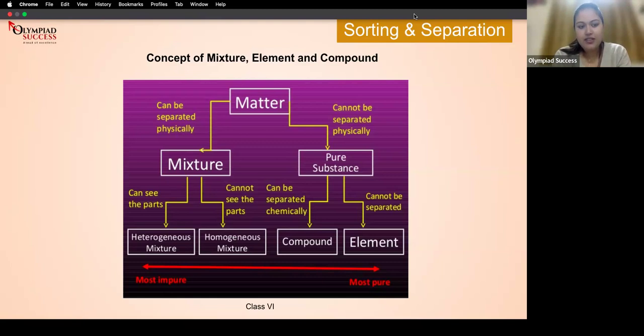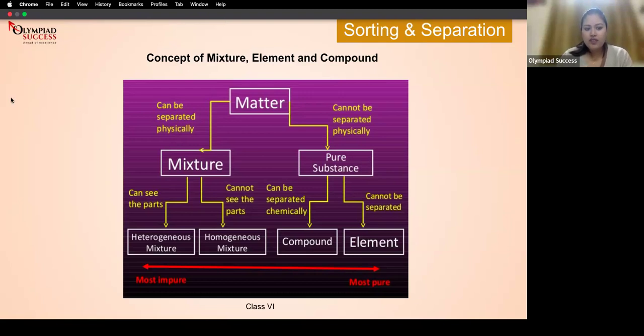Okay, coming back to mixtures. So mixtures do not have a fixed ratio. I can mix them in any which way I want. So they can be physically separated out. We have two types of mixtures, homogeneous and heterogeneous. Homo means same. Hetero means different.